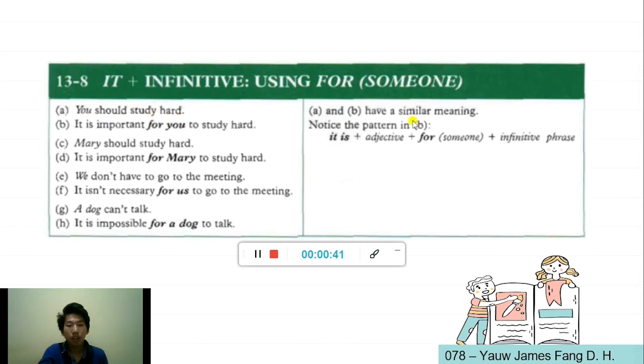Part A and part B have a similar meaning. It's the same as part C and D. Mary should study hard. We can change to be it is important for Mary to study hard. It is the same for part E and F. Part E: we don't have to go to meeting, so we can change part E to be it is necessary for us to go to meeting. Okay, part G and H are also the same. Part G: a dog can talk, and part H: it is impossible for a dog to talk. Okay, next.